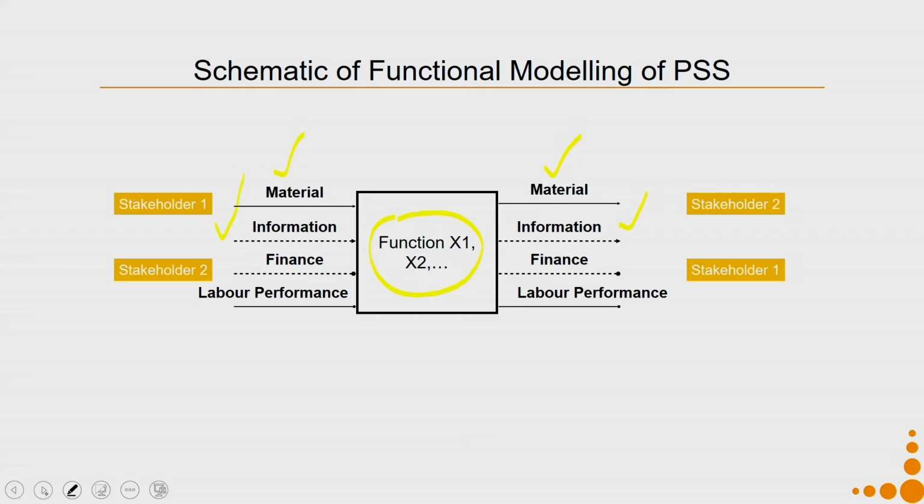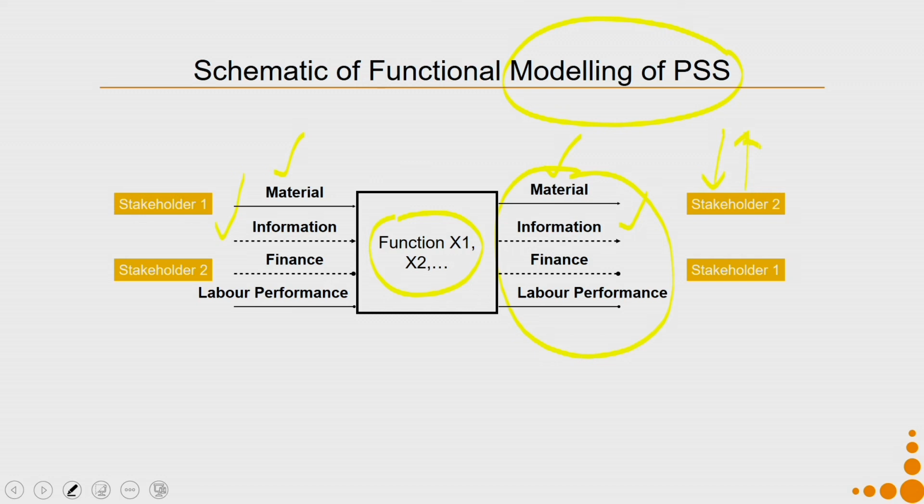So whenever you have this kind of functional modeling, you are trying to map 4 different things. You are trying to map materials which is flowing, information which is flowing, finance which is flowing, and the labor performance which is flowing. Because of these 4 mappings, you will get a whole model of your product service system. You have to be careful that nobody gives something without getting anything in return. So every stakeholder in your system design should have a certain input, and in return they should give certain kind of an output.